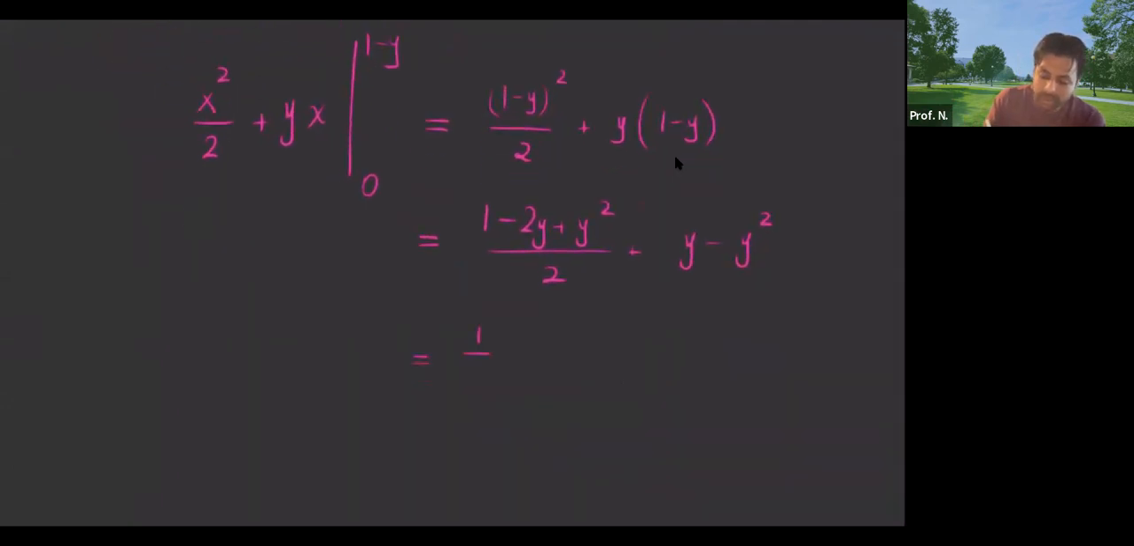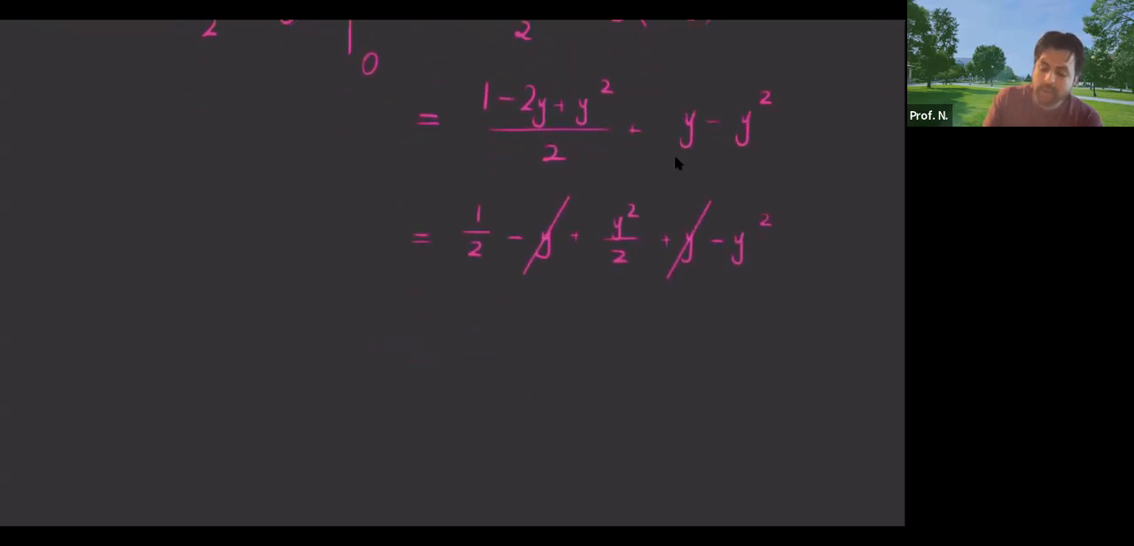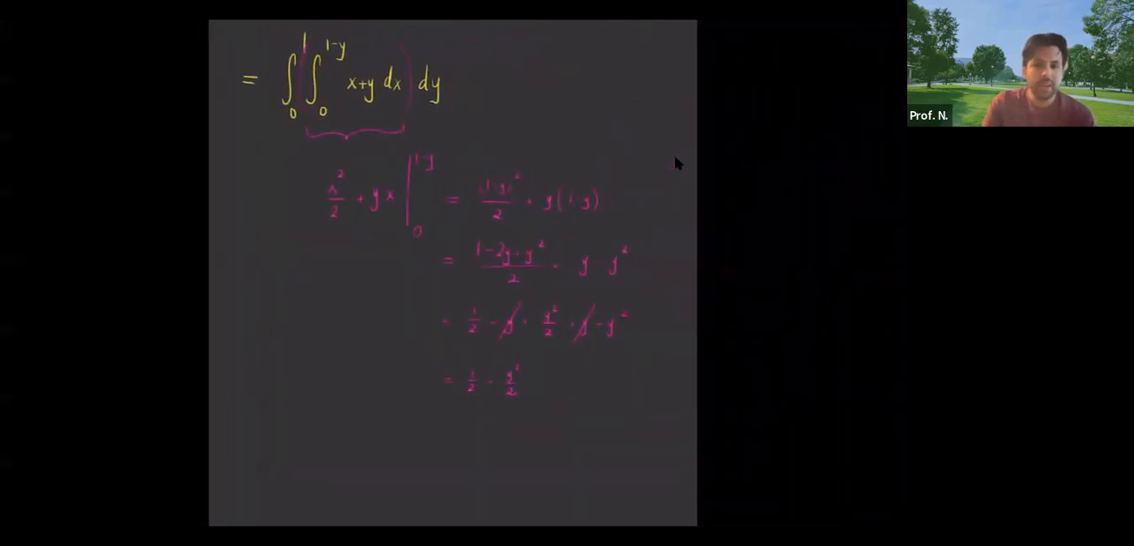Then I cancel stuff out. This is 1/2 minus y plus y squared over 2. All I did was I divided each thing by 2 by the denominator. And I'm adding y and subtracting y squared. What happens? The y's here cancel. And y squared over 2 minus y squared becomes negative y squared over 2. So this equals 1/2 minus y squared over 2. Okay? So that's the inner integral.